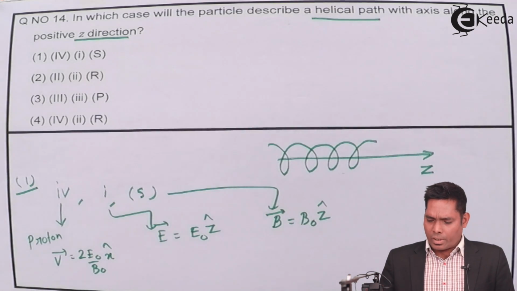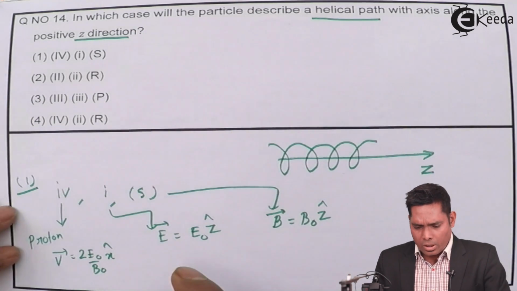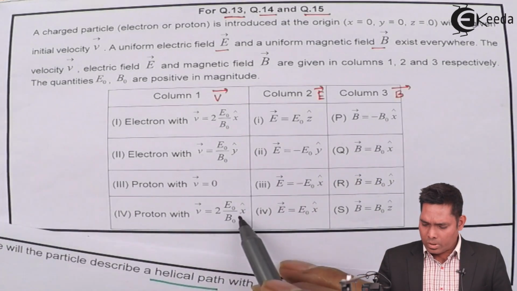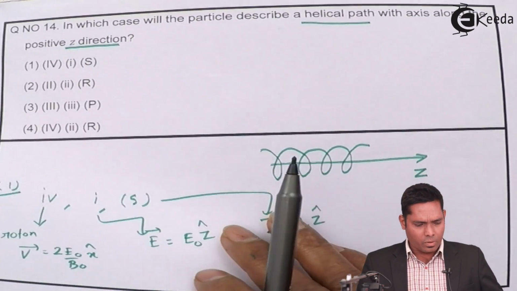E is also in z direction, and velocity is in x direction. The velocity is in x direction. You can see here velocity is in x direction, so I'll just remove that for the time being.